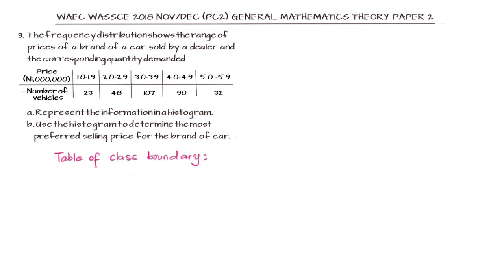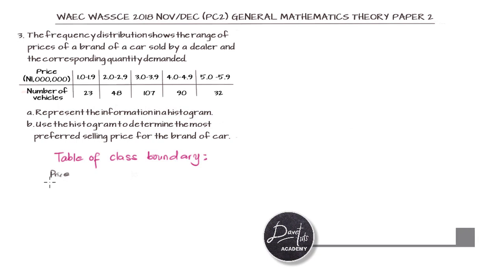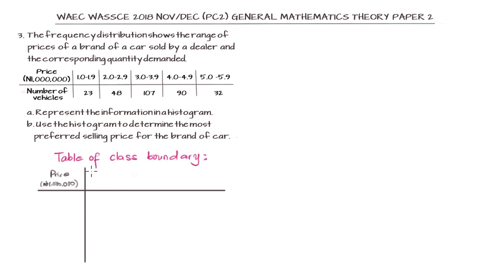Now, for us to draw a histogram, we need to get a table of class boundary, and the class boundary will feature the upper class boundary and the lower class boundary. So if we are to express our information on the table, we have the price in millions of naira, and then we have the class boundary. The class boundary we are going to be taking as a range between the lower class boundary and the upper class boundary. So from lower class boundary to upper class boundary, then we are going to be having a number of vehicles, which is something similar to frequency.